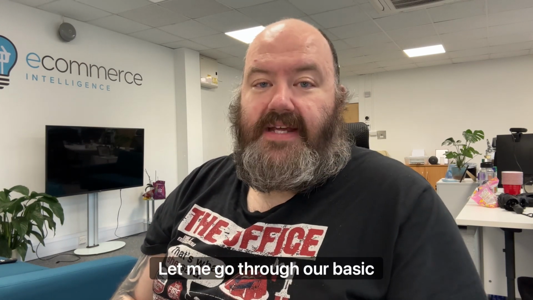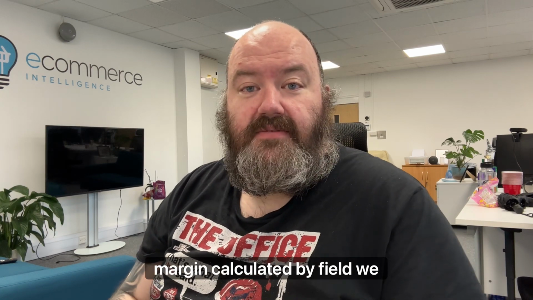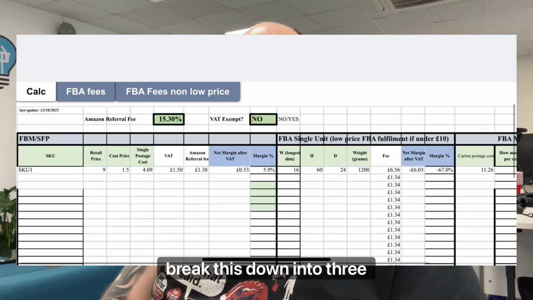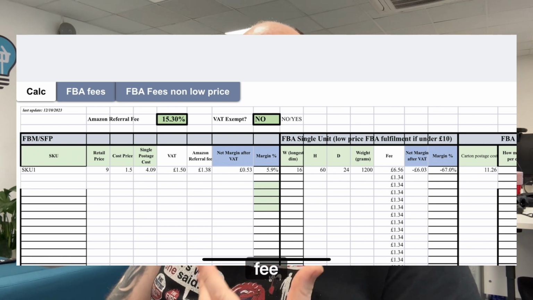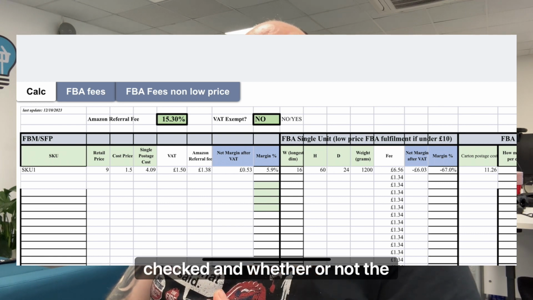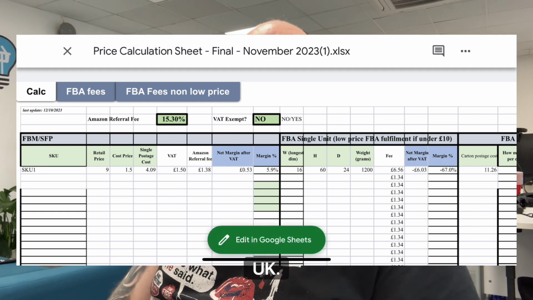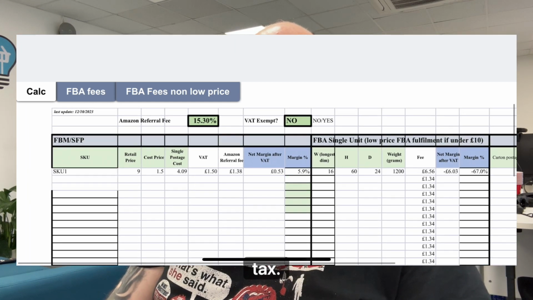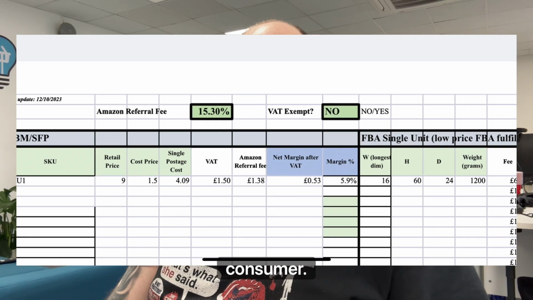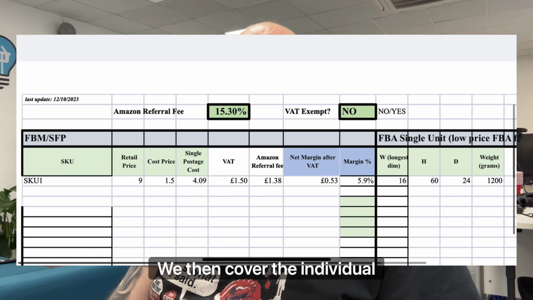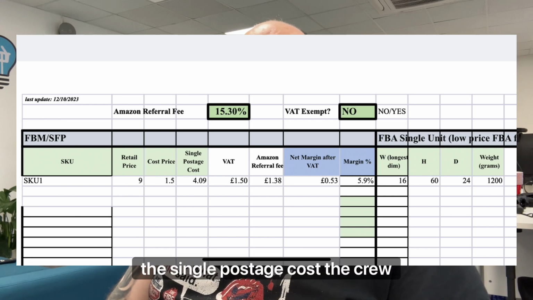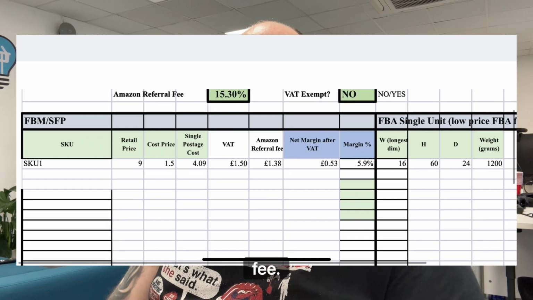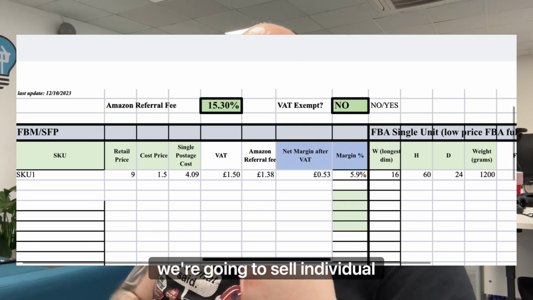Let me go through our basic margin calculator by field. We break this down into three sections. We first of all have the correct referral fee, which we've checked, and whether or not the products are tax exempt. In the UK, we call this VAT, value added tax. We show the current retail price to the consumer. We then cover the individual unit cost price, the landed cost price, the single postage cost, the correct referral fee. This gives us the margin as if we were going to sell individual units.